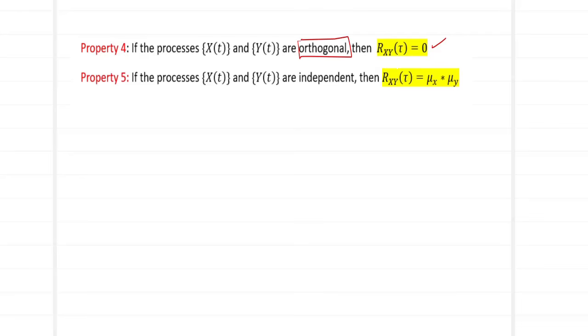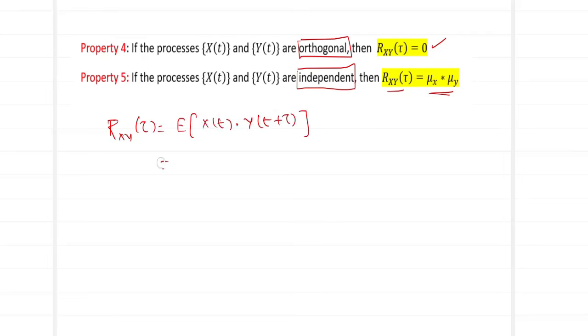The fifth property says that if the processes X of t and Y of t are independent, independent meaning X of t can act separately and Y of t can act separately, then what happens to your Rxy of tau? It gets separated as the product of mu x and mu y. How does this happen? We know that Rxy of tau is nothing but the expected value of X of t product Y of t plus tau.